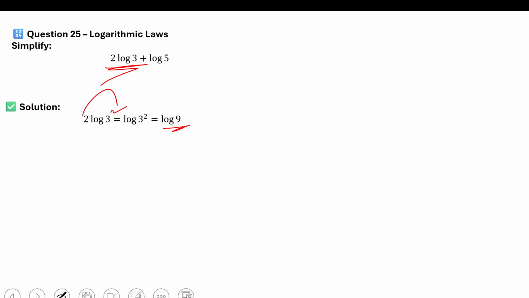This is log 9 plus log 5. So log 9 plus log 5 is log 45. Why? Because you multiply 9 and 5. If you have the same base and there is a plus sign, you multiply the numbers. So it's log 45, that is the final answer.